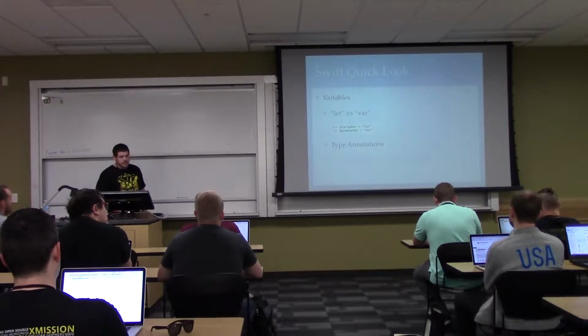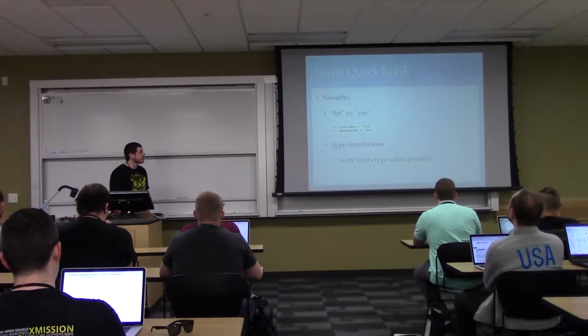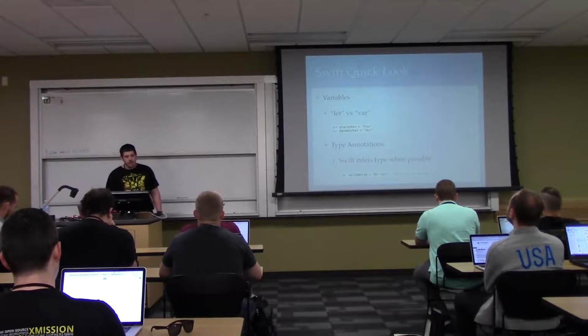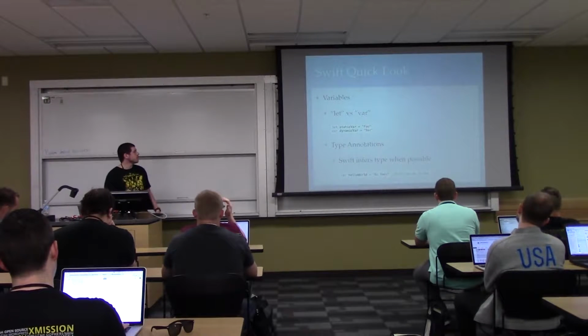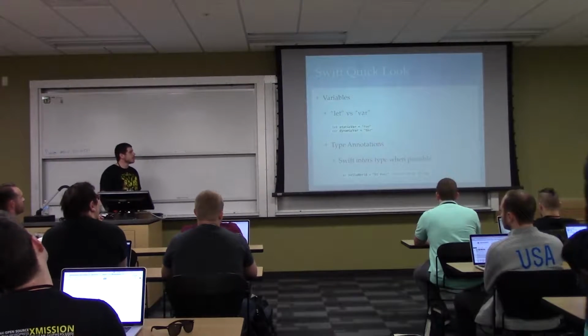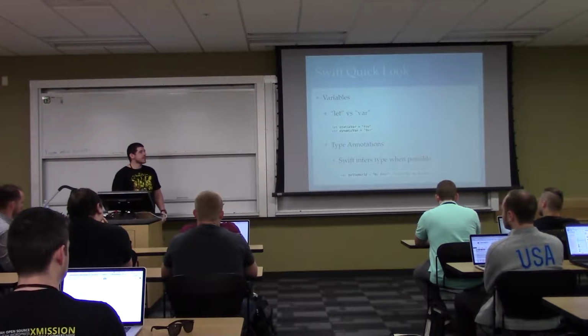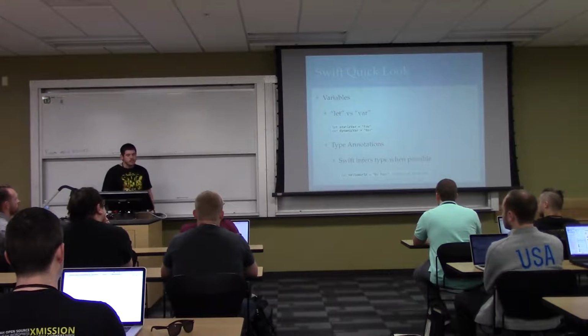We have type annotations, which are not required. Swift is going to infer the type whenever possible. So in this example, helloWorld equal ni hao. It's inferred as a string because it looks like a string. If we wanted to, we could always explicitly say this is a string, but since we don't need to, we don't.